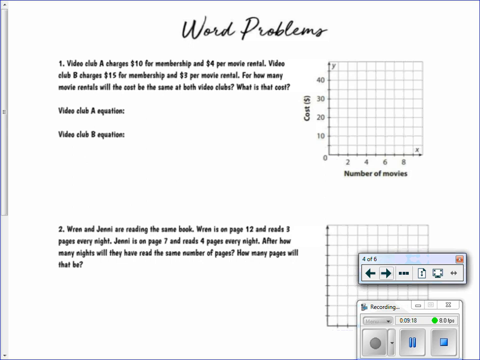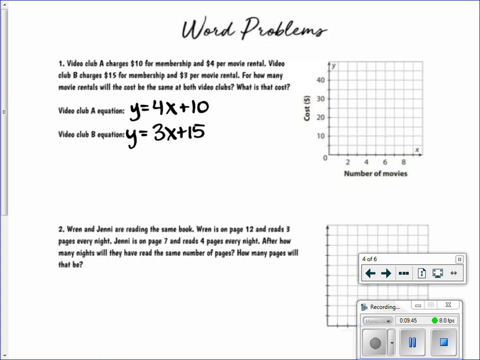Let's talk about Club A. What's the equation for Video Club A going to be? 4x, wonderful, plus 10. It's $4 per movie plus that $10 membership. What about for Club B? 3x plus 15, 15 plus 3x, yes, those are interchangeable, so wonderful.